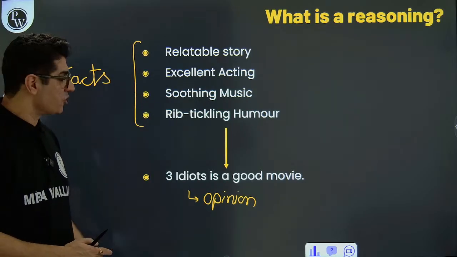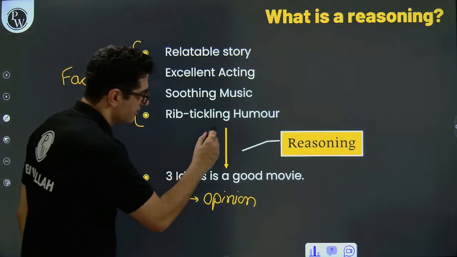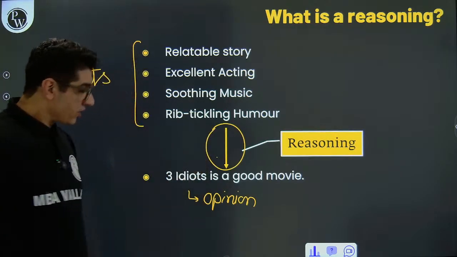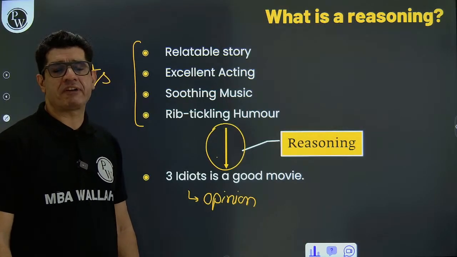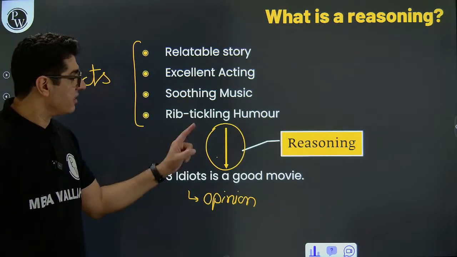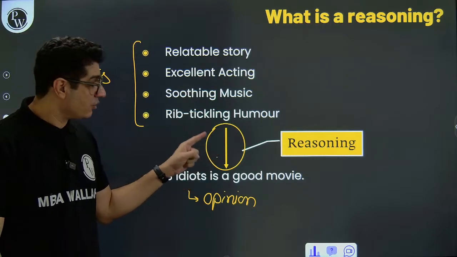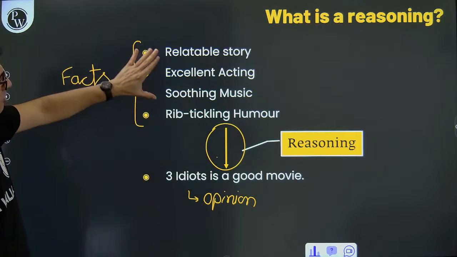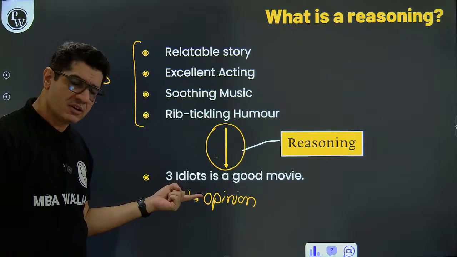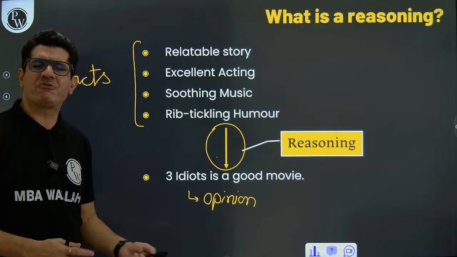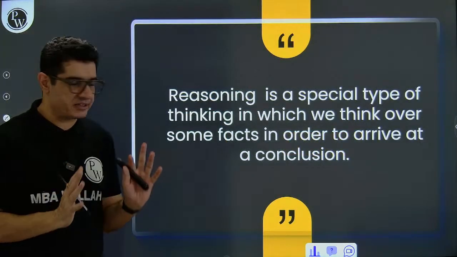Right? So this process is called reasoning. This process that you used in your mind is reasoning. If I were to formally define it, I'll say that reasoning is a special type of thinking in which you think over some facts in order to arrive at a conclusion. Now, opinion is basically a kind of conclusion, right? So here is the definition for you in writing.